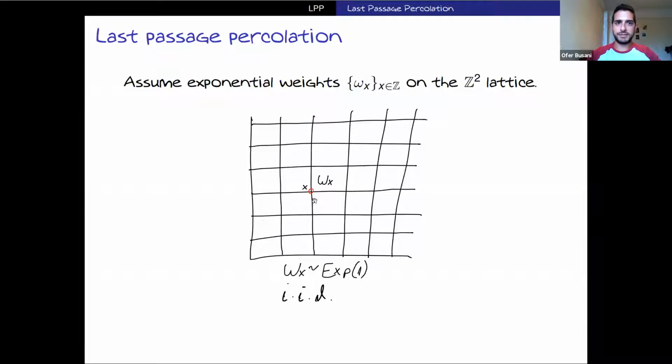So I'll be talking solely about the last passage percolation model. The setup is on the Z square lattice, where the weights are distributed in an i.i.d. manner, and each one, the marginal is exponential one.